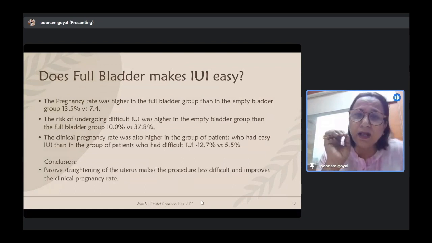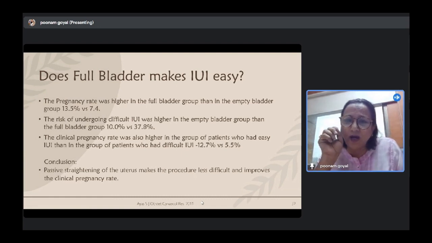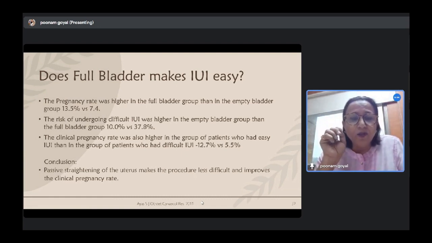The pregnancy rate was higher in the full bladder group than in the empty bladder group, 13.5% versus 7.4%. The risk of undergoing difficult IUI was higher in the empty bladder group than the full bladder group. The clinical pregnancy rate was also higher in the group of patients who had easy IUI than in the group of patients who had a difficult IUI procedure. So to conclude, passive straightening of the uterus makes the procedure easy.